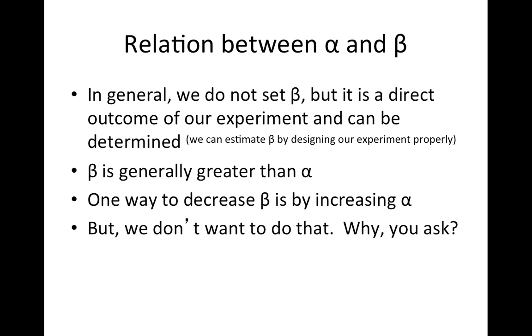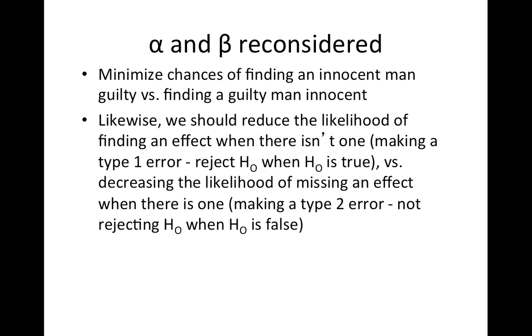Okay, let's unpack that. One way to decrease beta, to decrease the probability of a type 2 error, is by increasing alpha, the probability of a type 1 error. We don't want to do that. Yes, we don't want to do that. That's right. Because we don't want to increase the probability of a type 1 error in order to decrease the probability of a type 2 error. Or we want to decrease beta some other way.